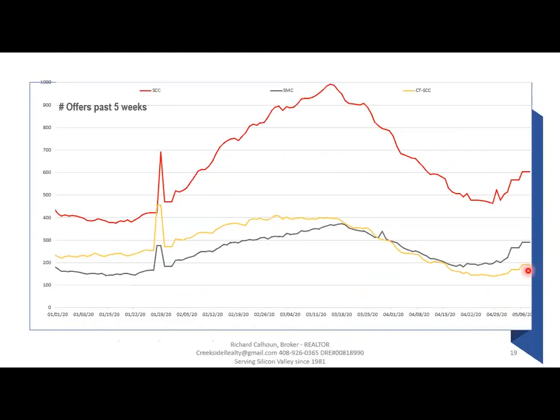Here's the number of offers for the last 5 weeks. You can see we were basically going up. We hit shelter in place. We came roaring back down. We were allowed to show properties that were vacant, and all of a sudden we start increasing.